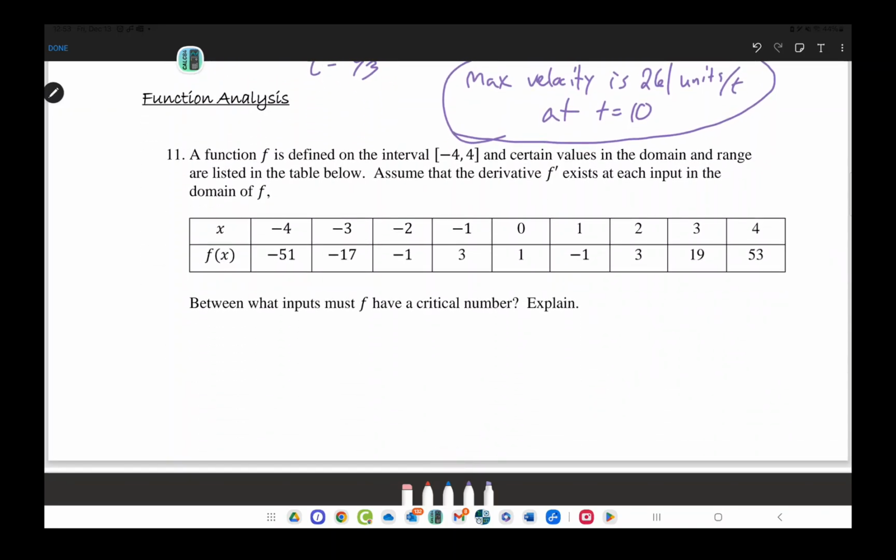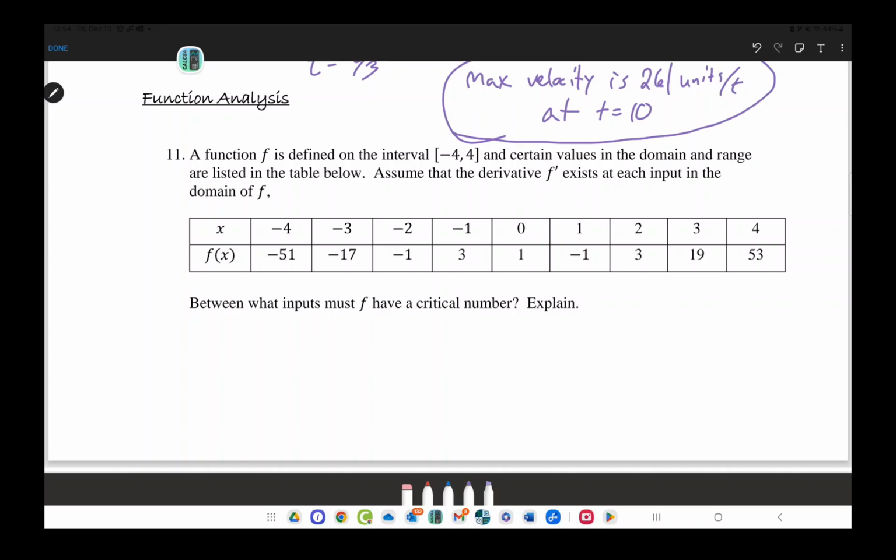A function f is defined on the interval from -4 to 4, and certain values of the domain and range are listed below. Assume the derivative of f exists at each input in the domain of f. Between what inputs must f have a critical number? So the idea here is, where does f have critical numbers? Or how do we find critical numbers of functions? So let's ask that first. How do we find critical numbers?